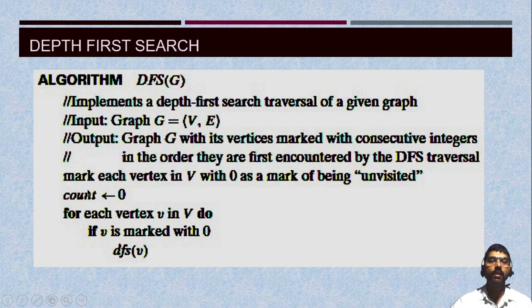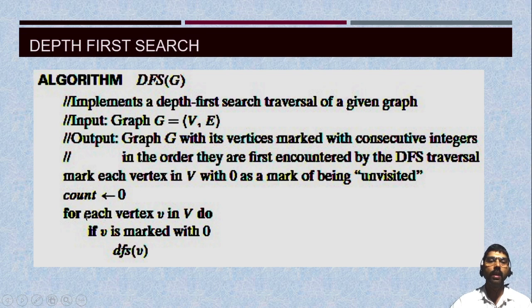For that, we have to mark each and every vertex in the graph V. We have to mark each vertex in V with 0 as the mark of being unvisited. In the graph, all the vertices are marked with 0. And we have to start one counter here to mark the vertices. Initially, the counter starts with 0.